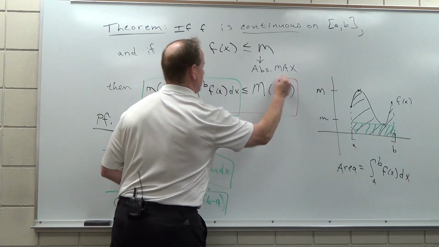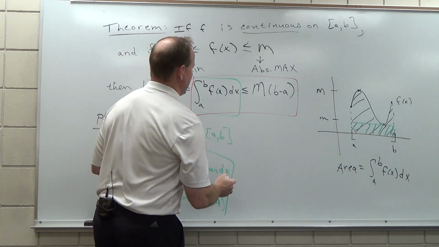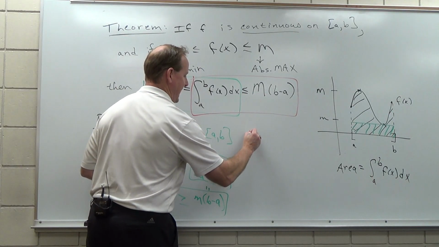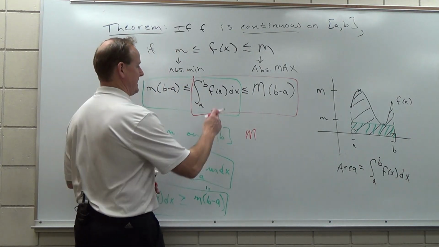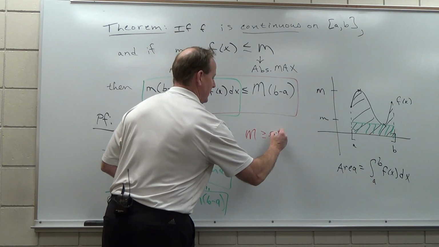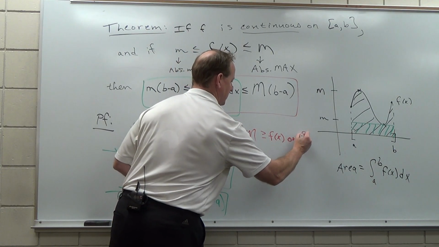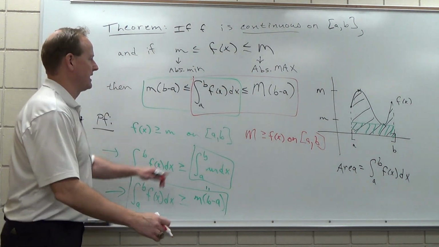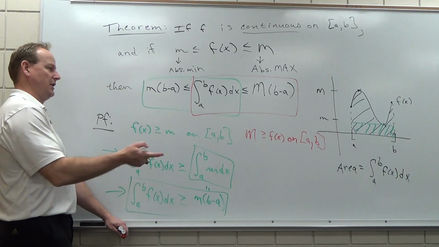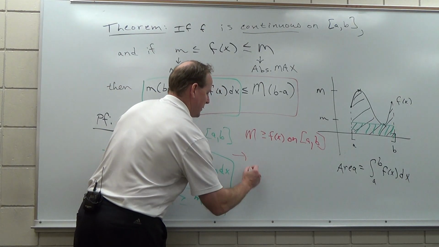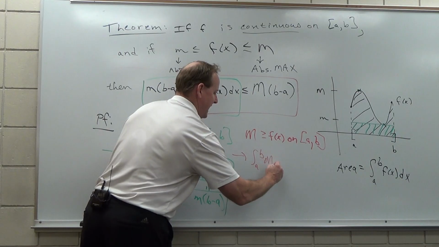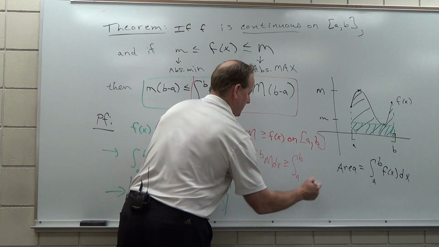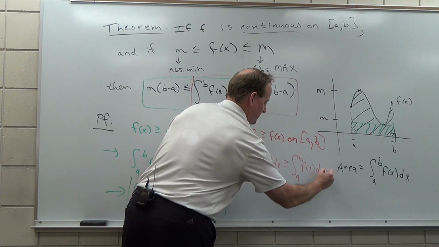So once again, we'll finish this up here. And so now what do I know? I know that capital M, the absolute max height, is greater than or equal to f of x on the closed interval a to b, right? So the absolute max is bigger than or equal to the function for every x in that interval. And so by using our theorem that we had on the board earlier, that implies the definite integral from a to b of capital M with respect to x is going to be greater than or equal to the definite integral from a to b of f of x with respect to x, right?